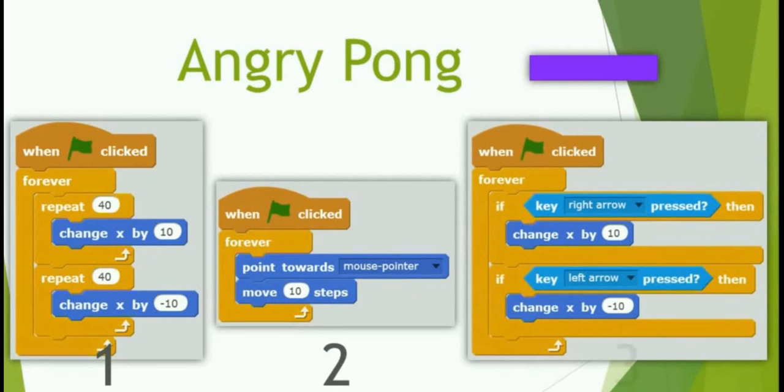So guys, with that in mind, there's 3 new ways to program our paddle. What I'm going to do now is ask you which one should we use. So just take a quick moment and figure out which one should we use. Should we use the automated step for 1? Should we use the mouse pointer for number 2? Or should we use number 3, the right arrow and the left arrow keys to move the paddle?